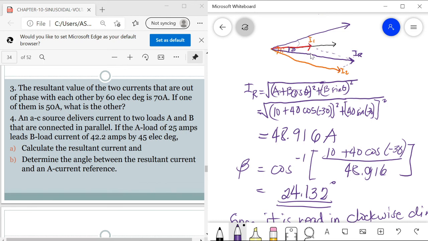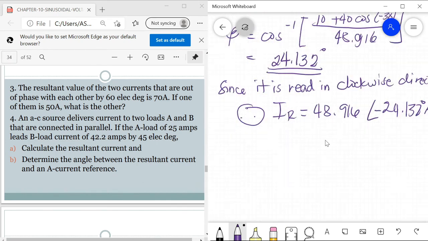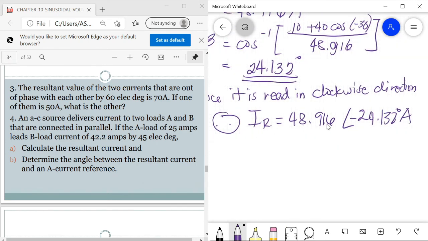So nandito yung vector mo na vector ng resultant mo. Okay? So this is the final answer. IR is equal to 48.916 angle negative 24.132 amperes.